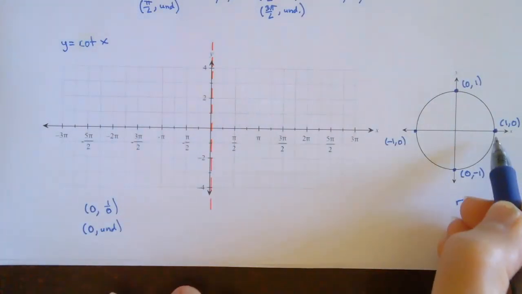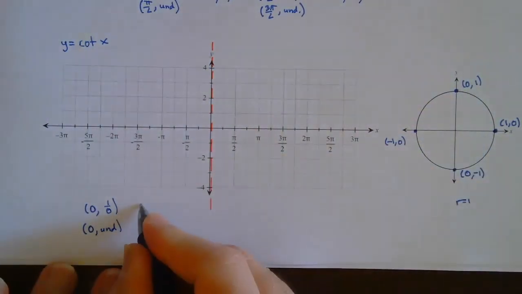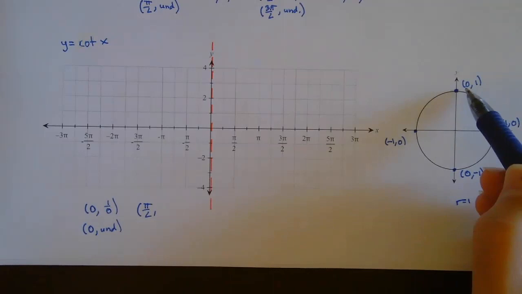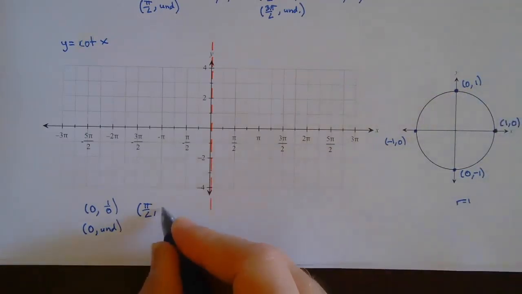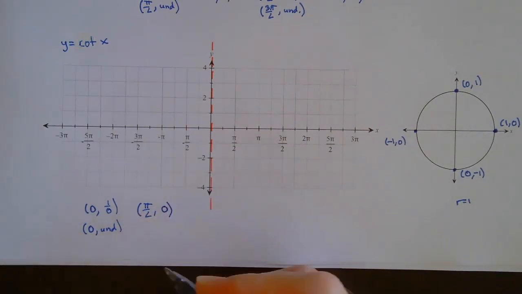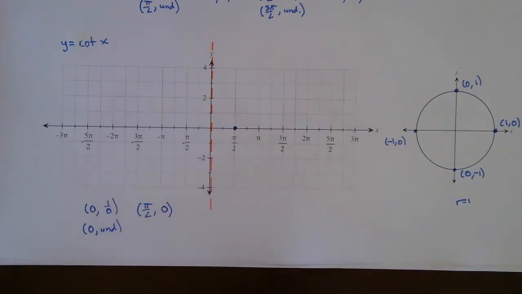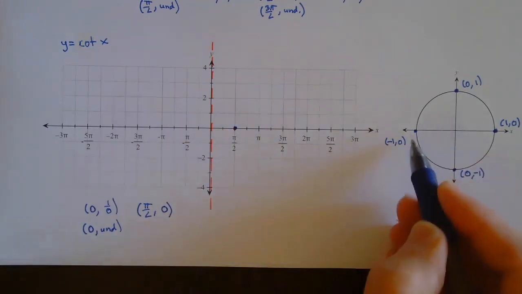Okay, rotate to pi over 2. Again, tangent is y over x, so this one's going to be x over y, so that'd be 0 over 1, which is 0. Okay, so at pi over 2, I know my output is going to be 0 right there. Okay, all right, keep going to pi.